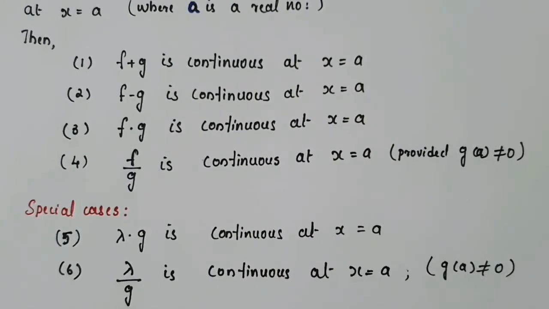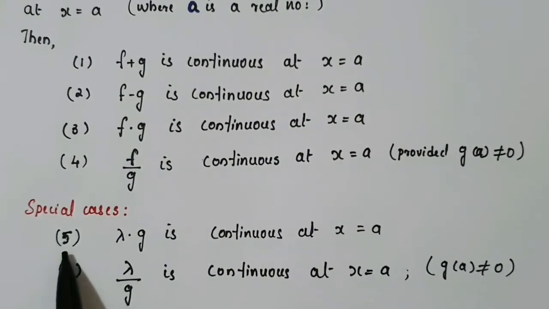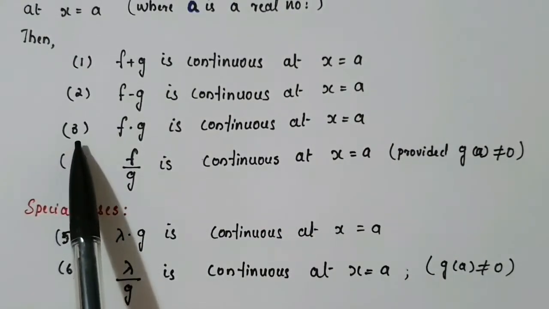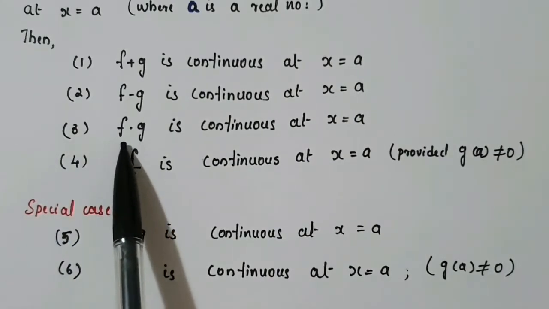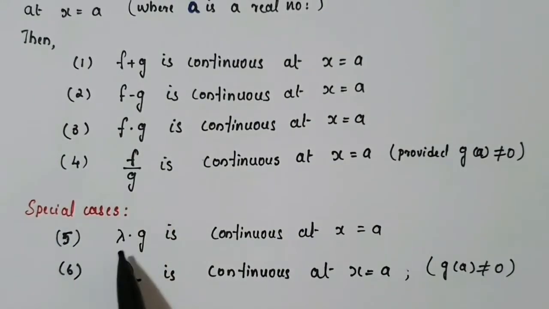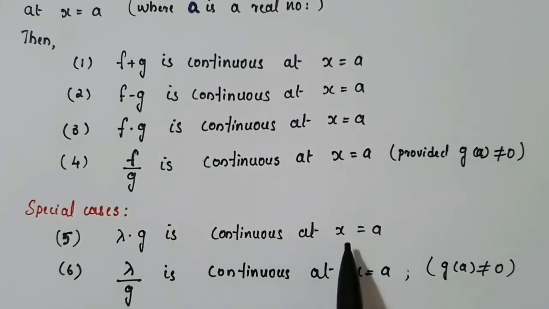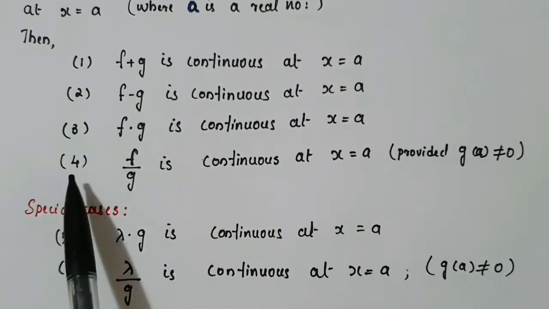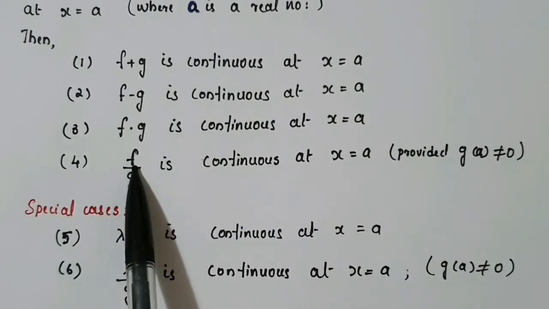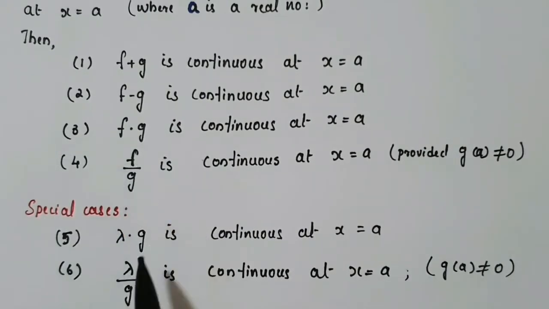Now, there are some special cases. Rule 5 is a special case of the product rule. If f of x is a constant function, say some real number lambda, then lambda dot g is continuous at x equal to a. And the sixth one is a special case of the quotient rule. If f of x is a constant function lambda, then lambda by g is continuous at x equal to a, provided g of a is not equal to 0.